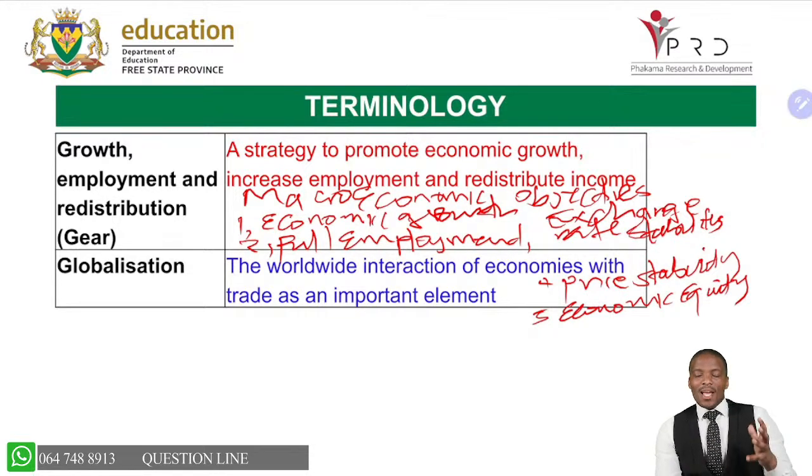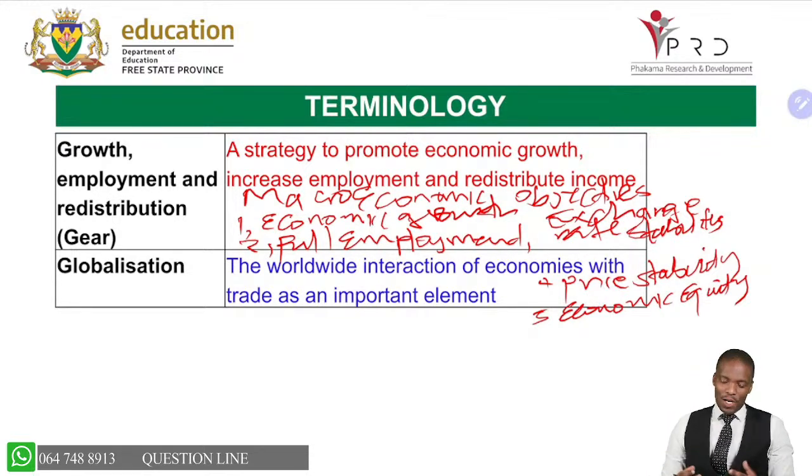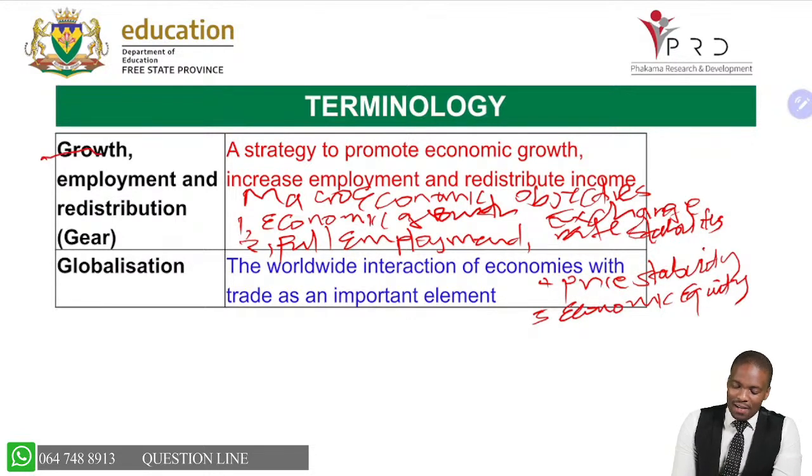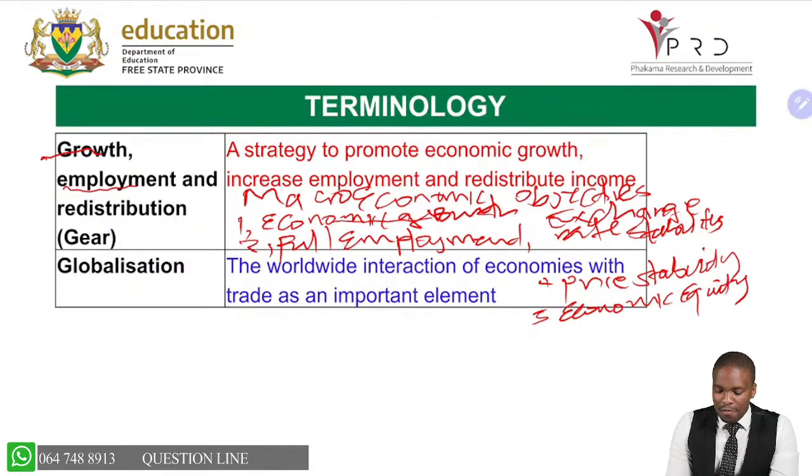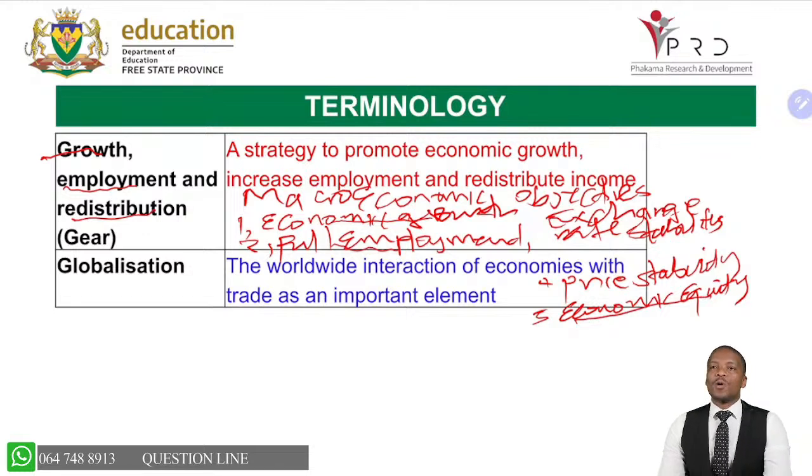So it means now the government develops policies or comes up with policies in order to achieve these macroeconomic objectives. As you look at our GEAR, the first one is growth, that is covered under economic growth, followed by employment, that is covered under full employment, and then followed by redistribution, and that is covered under economic equity. So in any other policy or in any other approach by the state, you will notice that these macroeconomic objectives will always be mentioned.